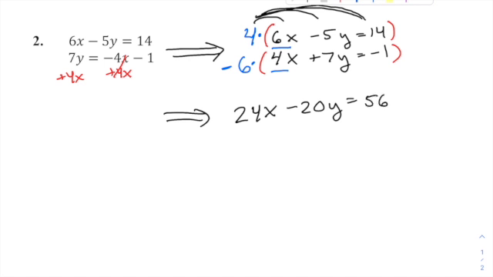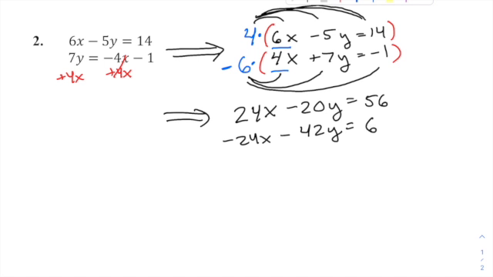+56. In your bottom equation, -6 times 4x is going to give you -24x. -6 times 7y is going to give you -42y. And -6 times -1 equals +6. And so now I've got my opposites here with x's this time. Once you have your opposites, make a big underline, and let's add these two equations together.